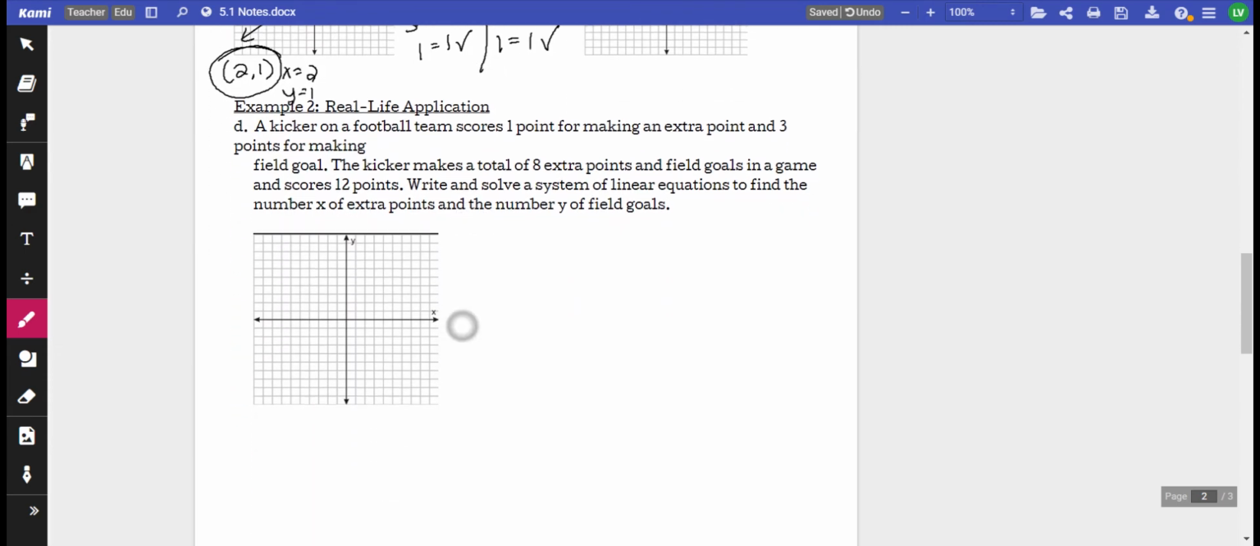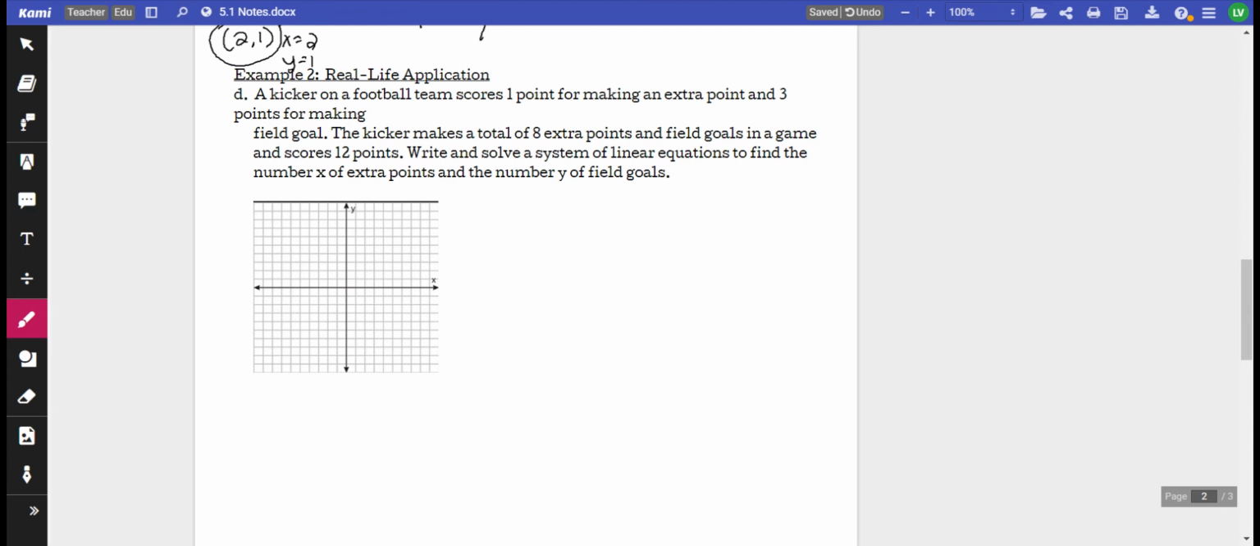All right, example 2, real life application. A kicker on a football team scores 1 point for making an extra point and 3 points for making a field goal. The kicker makes a total of 8 extra points and field goals in a game and scores 12 points. So we're going to write and solve a system of linear equations to find the number x of extra points and the number y of field goals. So x equals extra points, y equals field goals.